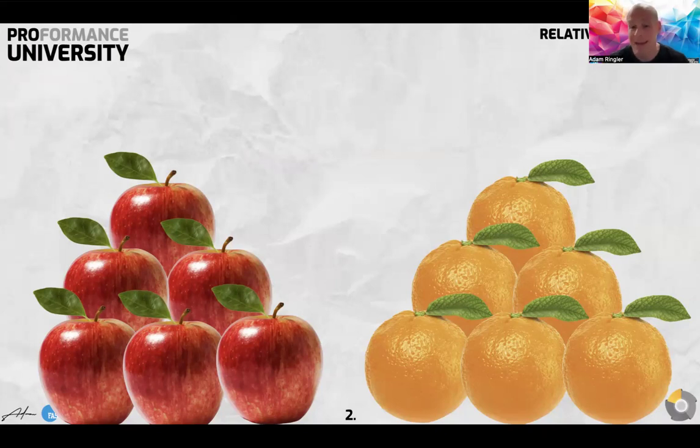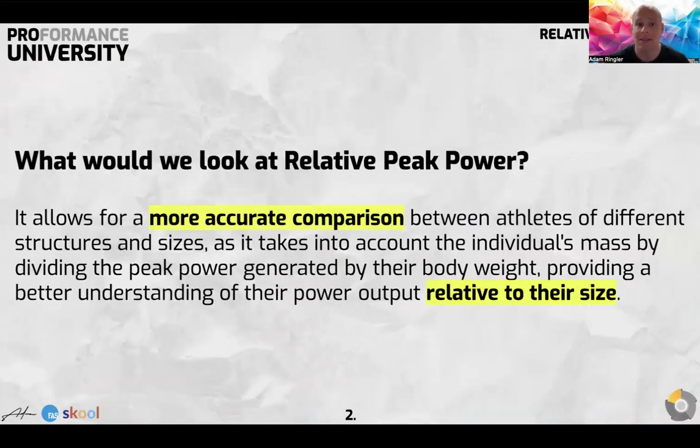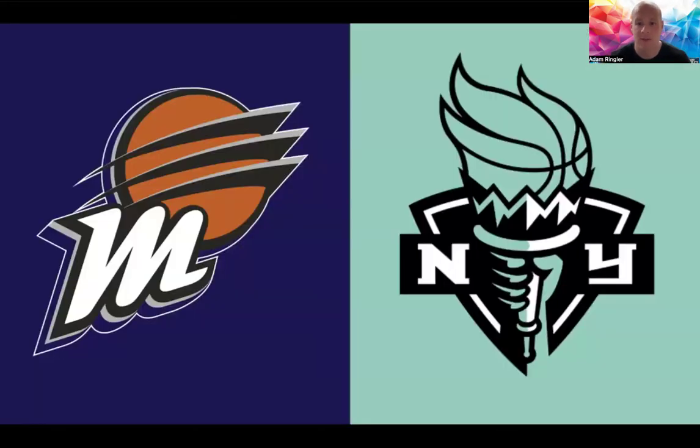And so we can now compare things and look at things relative to their pound for pound or kilogram per kilogram basis. It allows us to have a more accurate comparison between people and athletes of different structures and sizes, as it takes into account the athlete's individual mass by dividing their peak power generated by their body weight. So the anthropometric aspects of an athlete, it allows us to scale for that, and provides a better understanding of their peak output relative to their size.